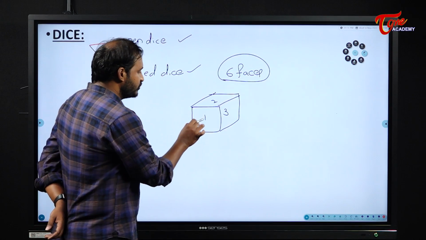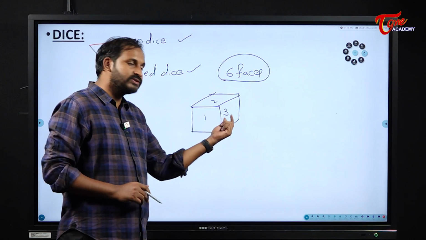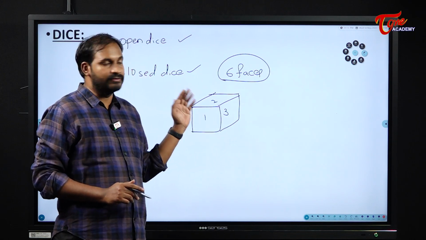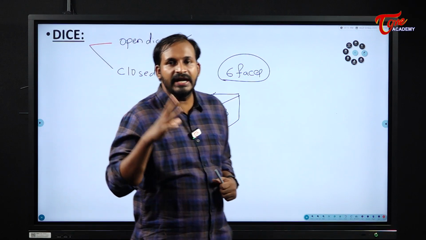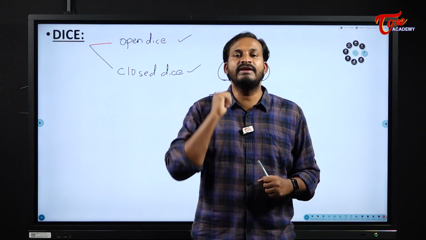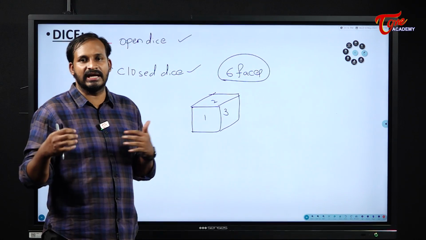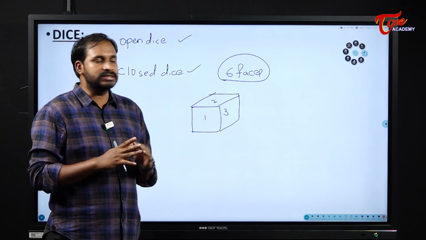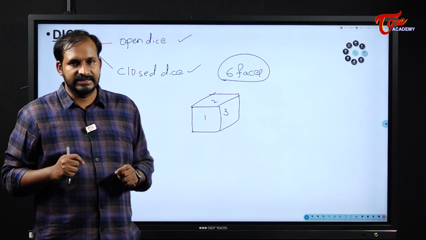For example, assume this is the front view, I cannot see the back view. Assume this is one side view, I cannot see the other side view. Assume this is the top view, I cannot see the bottom view. That means when you throw a dice, at once you can see only 3 faces of the dice. If you lean and see, those are other things, but in general, in our concept, we can see at once only 3 faces of a dice.